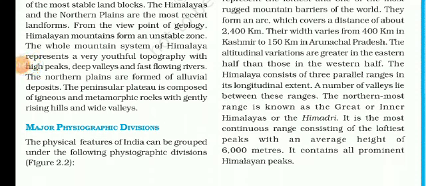First, Himadri or Great Himalaya. It is also known as Inner Himalayas. The northernmost range is known as the Great or Inner Himalayas or the Himadri. It is the most continuous range of the Himalayas with an average height of 6000 meters. It contains all the prominent Himalayan peaks like Mount Everest, Kanchenjunga, Makalu, etc.